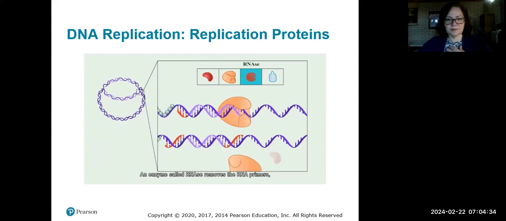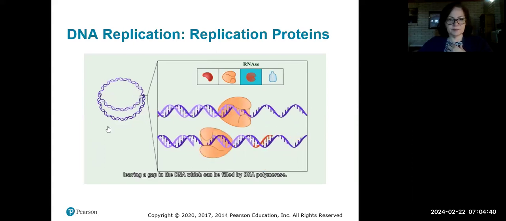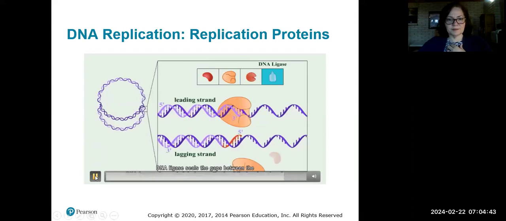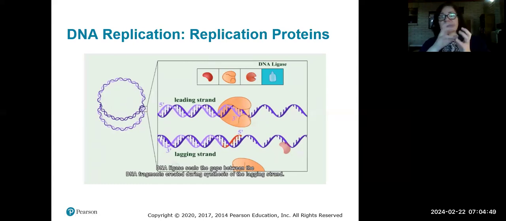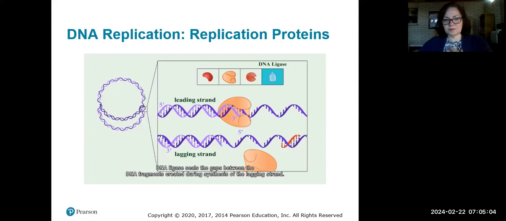An enzyme called RNase removes the RNA primers, leaving a gap in the DNA which can be filled by DNA polymerase. DNA ligase seals. Okay, so a number of different enzymes have to take a role in order to remove that RNA primer and then put the DNA in there. And then finally, the little stapler is that DNA ligase. It seals the gaps between the DNA fragments created during synthesis of the lagging strand.